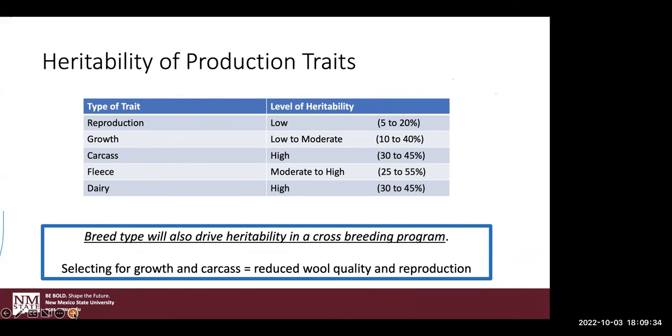And then something to think about too, if you focus too much on one trait, you're ultimately going to give up another. So you do want to carry a fine balance the best that you can. For example, if you select just for growth and carcass, you're likely going to give up wool quality and reproduction a little bit. So you want to pay attention if you're doing dual purpose, right, for meat and wool. You kind of want to keep both of those traits in check. Okay, next slide.